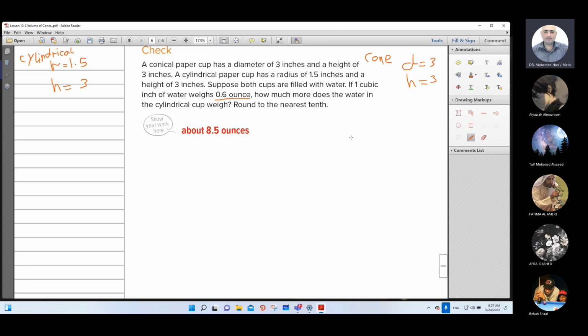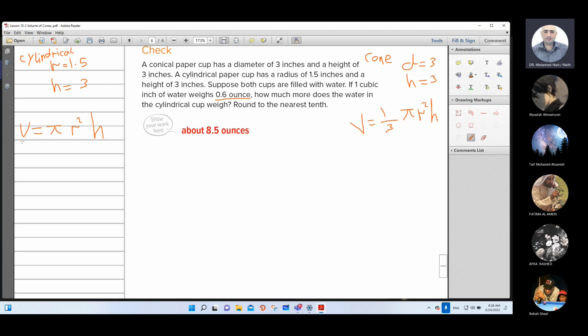How to find the volume of the cone? The rule will be 1/3 times pi r squared times the height. And how to find the volume of the cylinder? V equals pi r squared h.